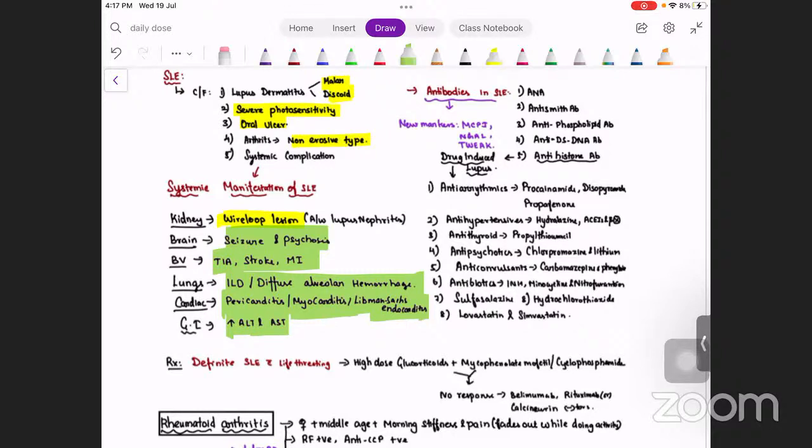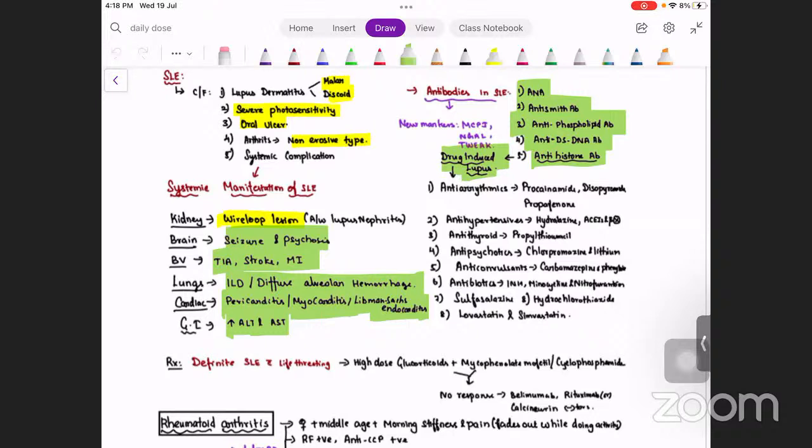Apart from that, antibodies in SLE: we have ANA, anti-Smith antibody, antiphospholipid antibody, anti-double-stranded DNA antibody, and anti-histone antibody. Anti-histone antibody is very specific for drug-induced lupus. And in drug-induced lupus, what are the drugs which can cause SLE? There are lots and lots.